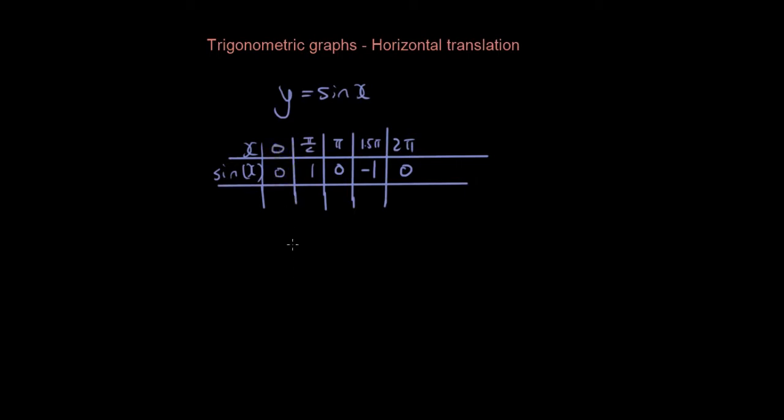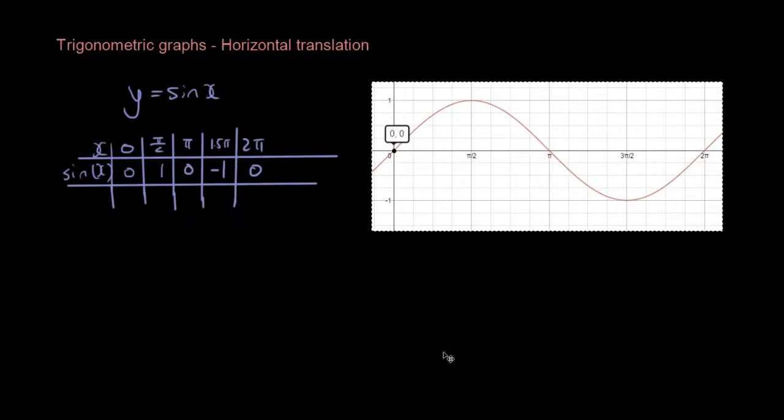When x is 0, y is 0. When x is pi over 2, y is 1. So let's get the graph up. So that is the graph there. That's the x-axis horizontally, and that is the y-axis vertically. When x is pi, y is 0. When x is 2 pi, y is 0, and so on. And the curve is obviously y equals sine x.